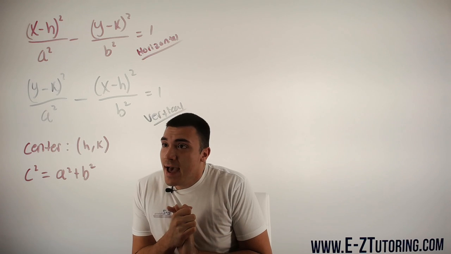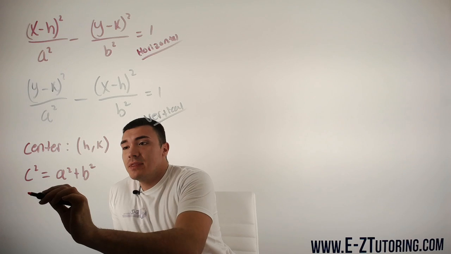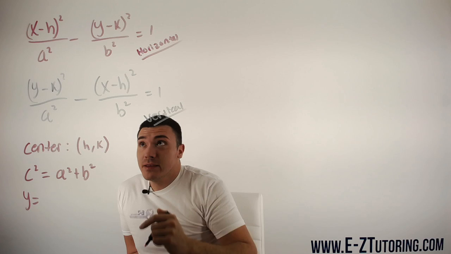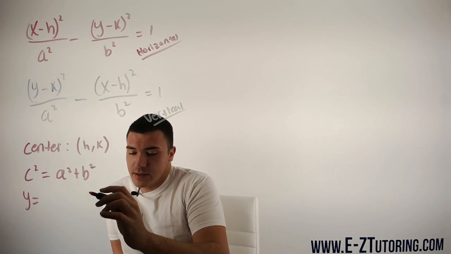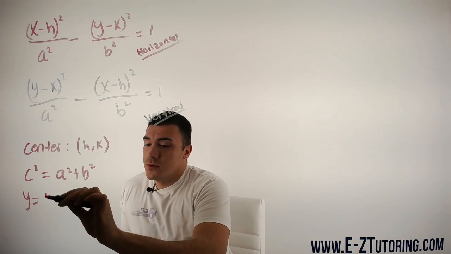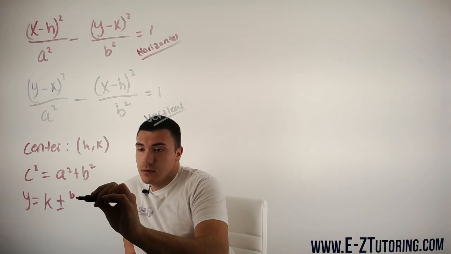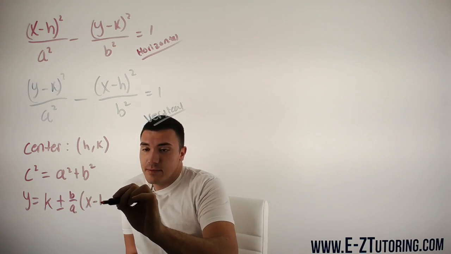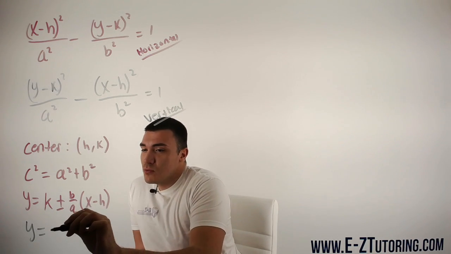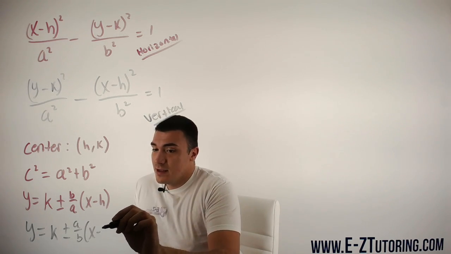So after that, the last thing we are going to need is our asymptotes. Now these are actually different depending on whether it's horizontal or vertical. If it is horizontal and x squared comes first, we are going to have here y is equal to k plus or minus b over a times (x minus h). Now, if it happens to be vertical, you will have the same equation with one minor difference. You will have a over b rather than b over a. Everything else is the same.